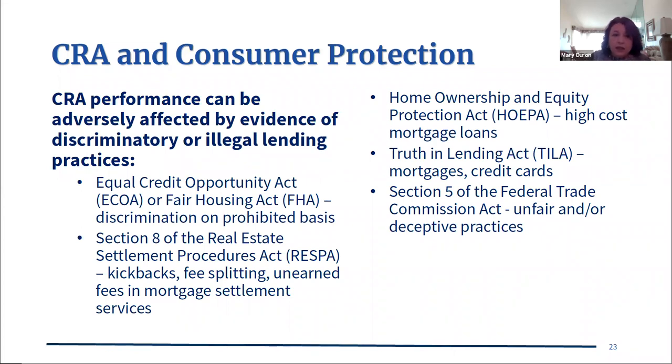In addition, CRA performance can be adversely affected by evidence of discrimination or illegal lending. You'll learn that all of this is reported in a performance evaluation, and there will only be a sentence or two if a bank has in fact been found to discriminate or have illegal lending practices. In those cases, and I've seen them in the past, if they had a satisfactory, it could get them to a needs to improve. So acts of discrimination, as listed through all these regulations, could affect a bank's CRA rating. Next.